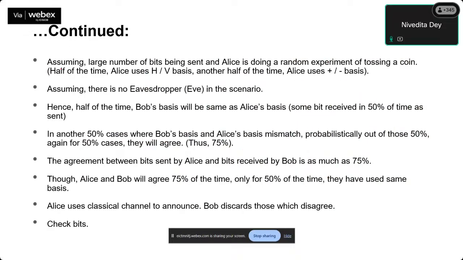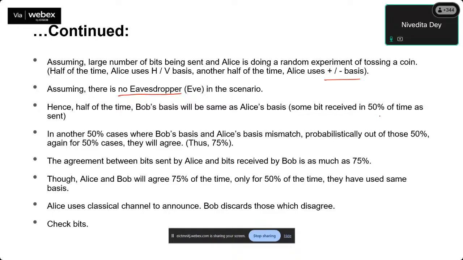Now, say assuming a large number of bits are being sent and Alice is doing a random experiment of tossing a coin. And half of the time Alice uses a horizontal vertical and half of the time Alice uses a plus minus basis. That is, it is more or less uniform. And assuming there is no eavesdropper or no attacker in the scenario, hence half of the time Bob's basis will be same as Alice's basis.